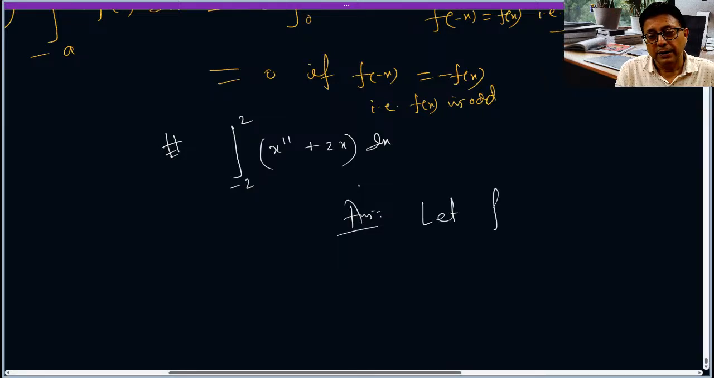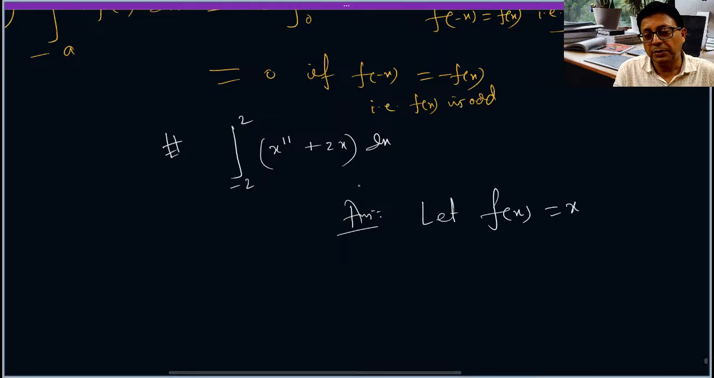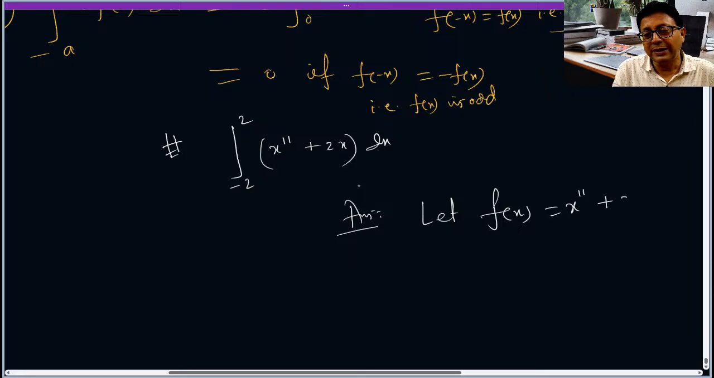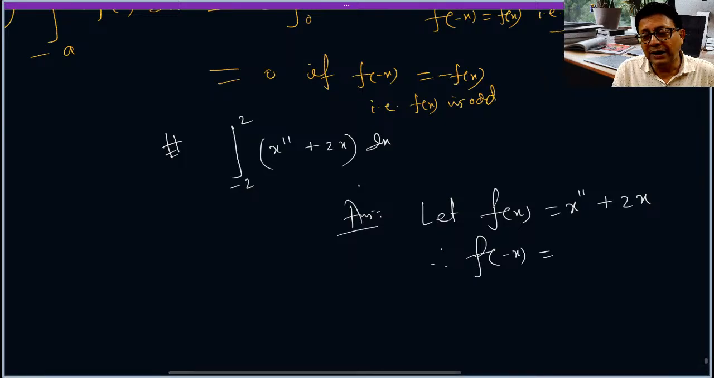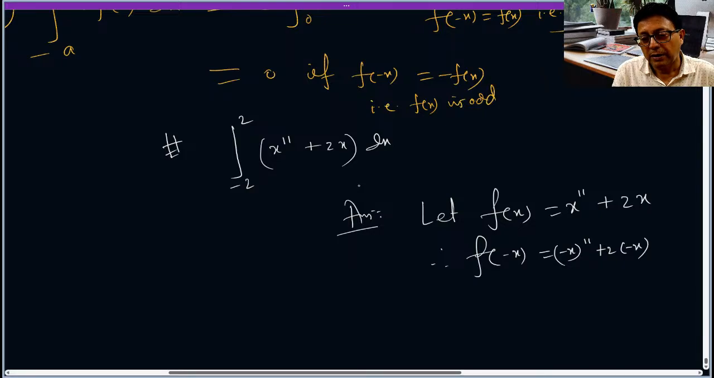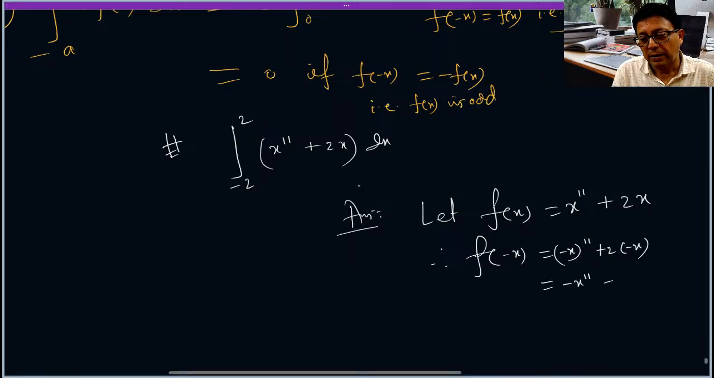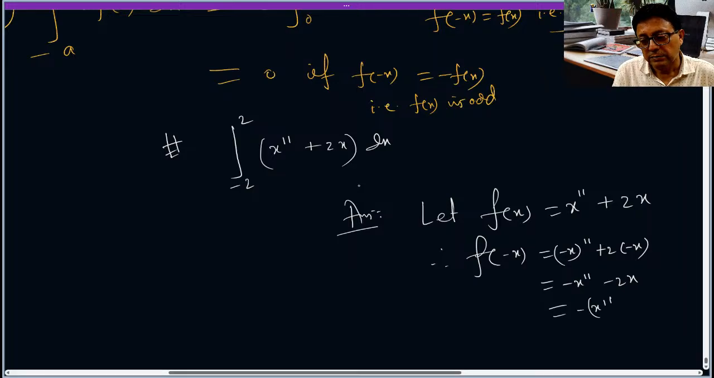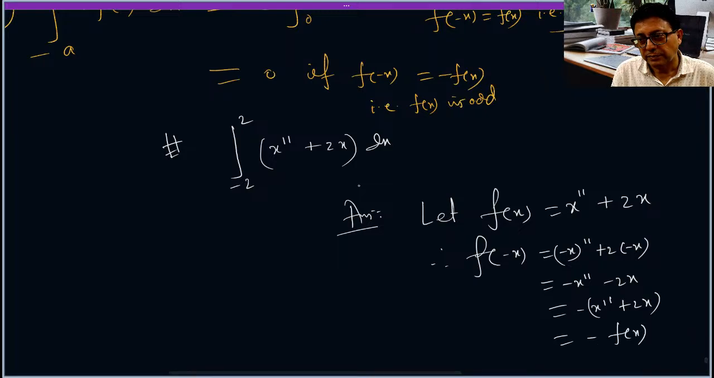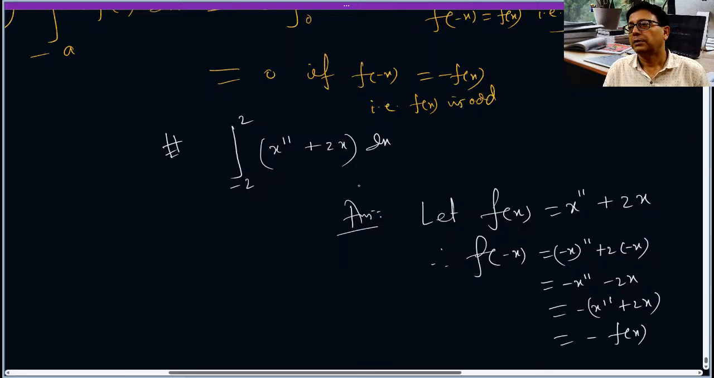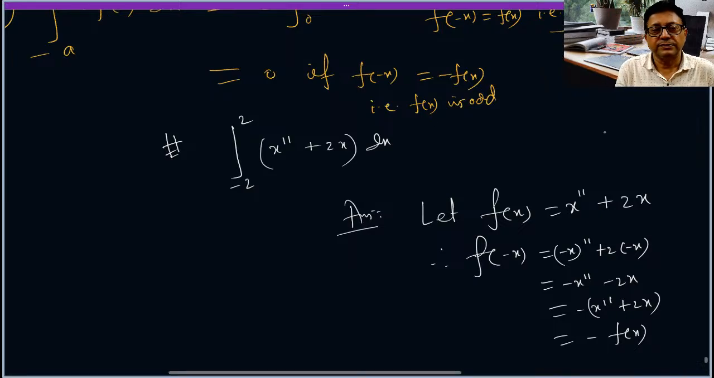Let fx equal x to the power 11 plus 2x. So f of minus x is what? What do you observe? This is minus fx.